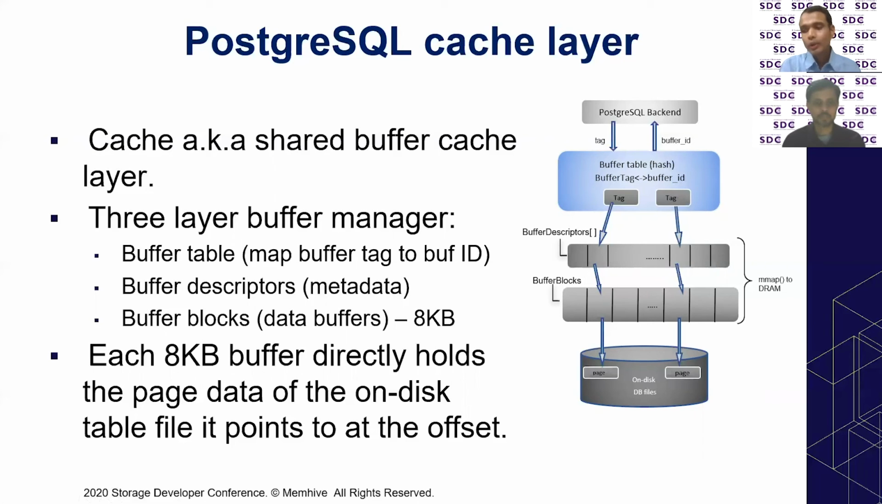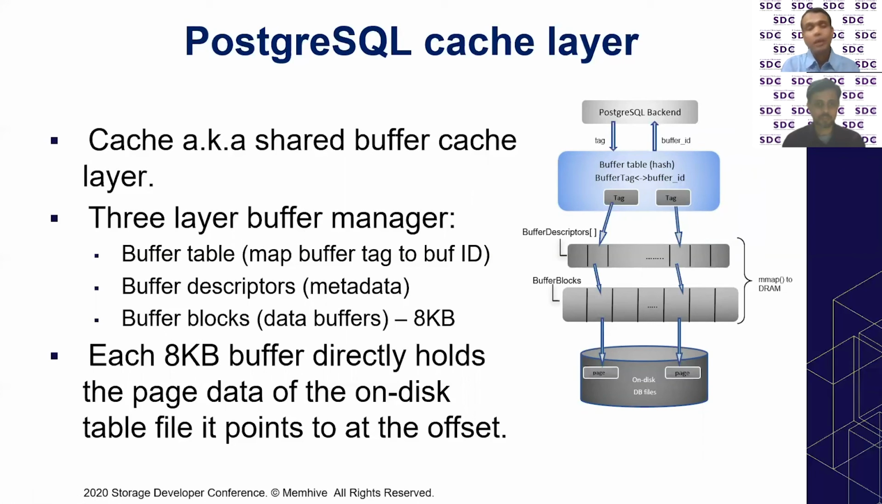Let's now take a look at how the buffer manager itself is organized. It's a three-layer buffer manager. The first layer is the buffer table, which is nothing but a hash table that maps the buffer tag to a buffer ID.